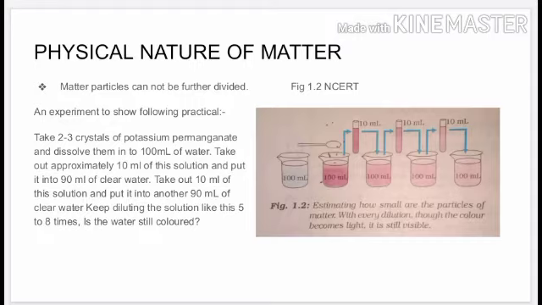Take out approximately 10 ml of the solution and put it into 90 ml of clear water. Take out 10 ml of this solution and put it into another 90 ml of clear water. Keep diluting the solution like this 5 to 8 times. Is the water still colored? Yes, the water is still colored, because the potassium permanganate is pink, and the pinkish color is observable in every dilution as the beaker contains some pinkish property.